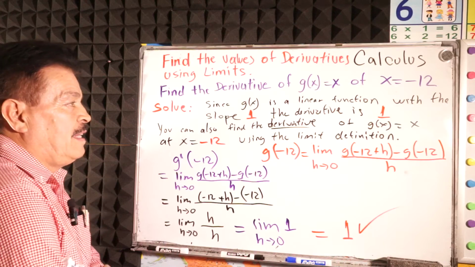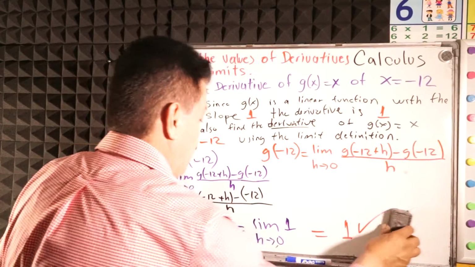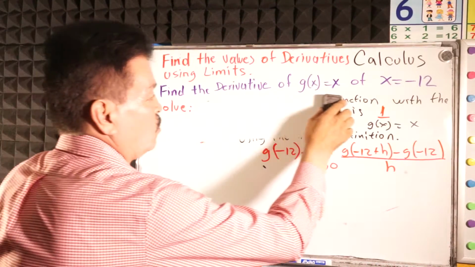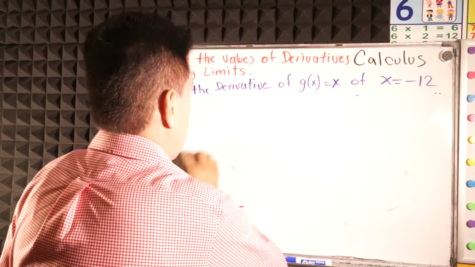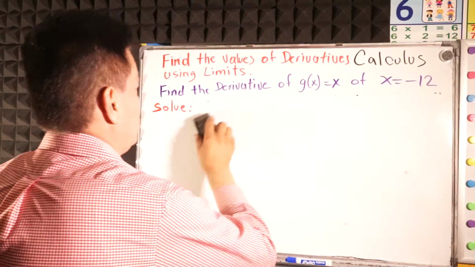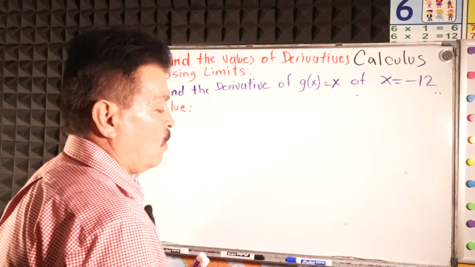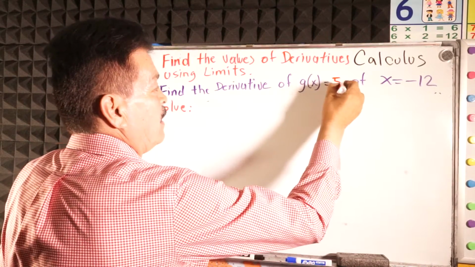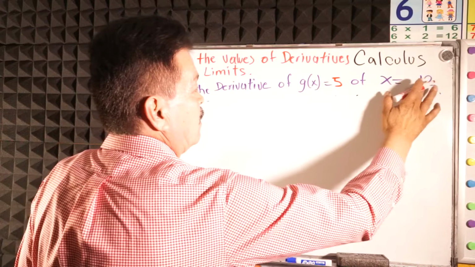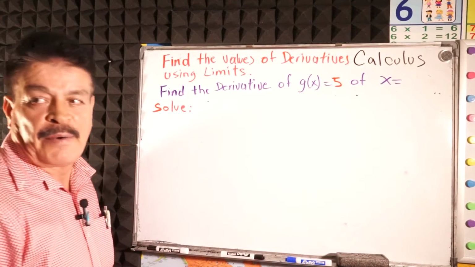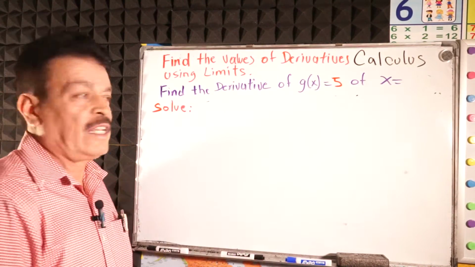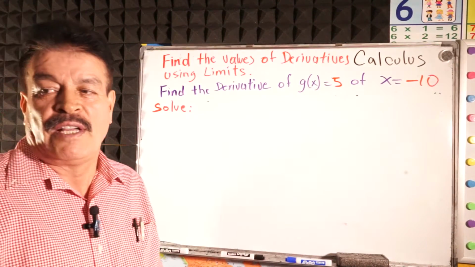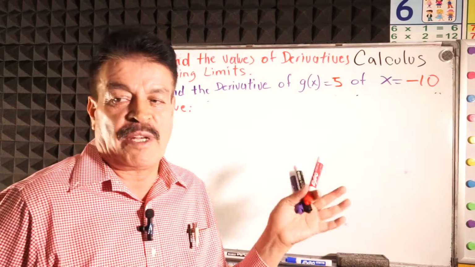So let me show you another problem. I will erase this and now not explain anything. Just write the problem. So the next one, find the derivative of g(x) when g(x) equals 5, right here 5, and then x of x. Here x is equals negative 10. See the difference right now? So you can also find the derivative.